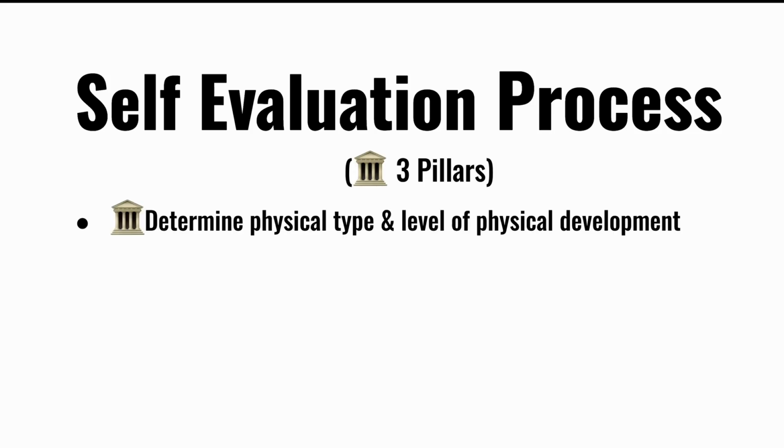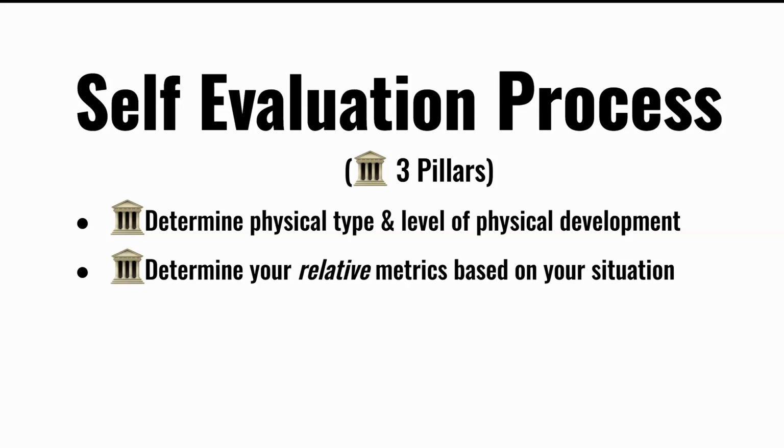So this is a quick rundown of the basic self-evaluation process that we're going to get into in the next section. With the 3 pillars, we're going to determine physical type and level of physical development, physical ideals or prototypes for each position by age progression. The ideal Division I, 6 foot, 175-pound shortstop or center fielder. Maybe he was a 5'9", 145-pound high school sophomore. Determine your metrics based on your age, position, and physical development versus the Division I benchmarks to see if you're on trend.